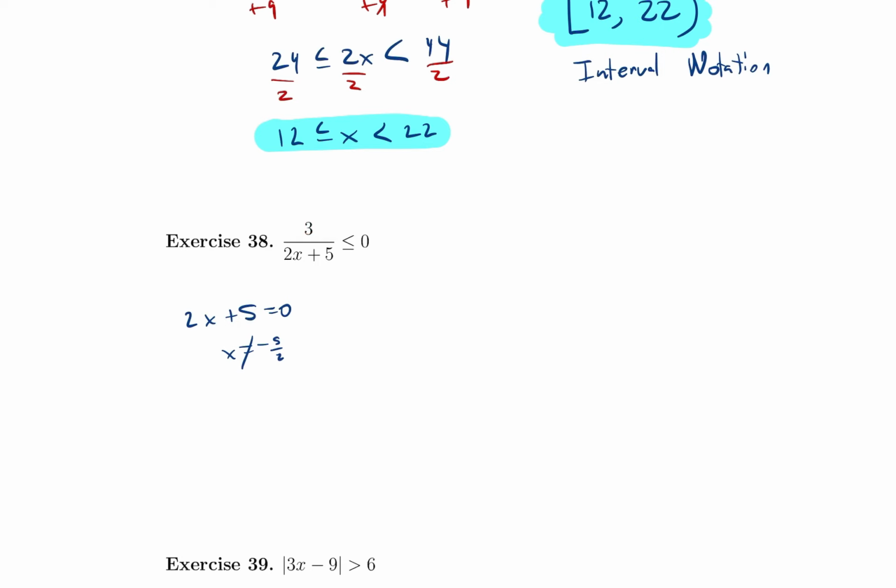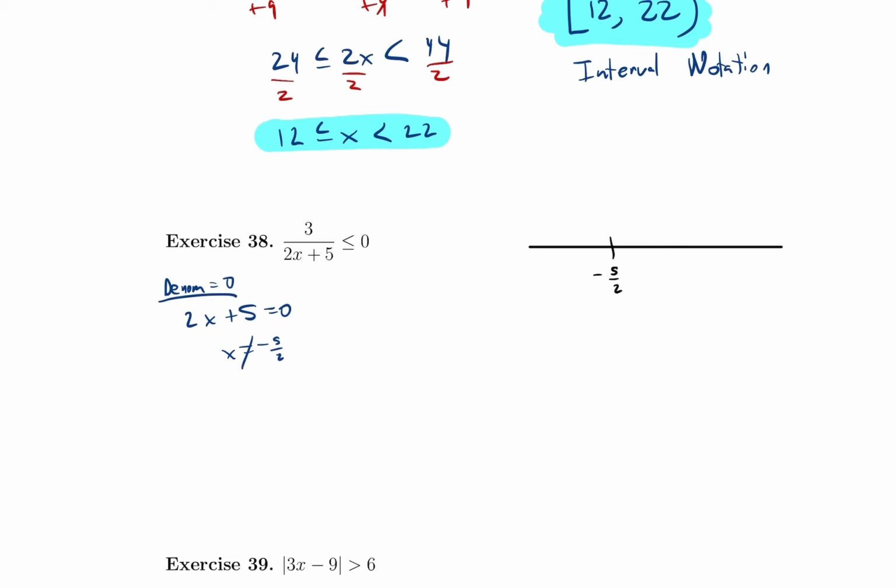The numerator, there's no zeros there because there's no variable. So you can't really set the numerator equal to 0. So this is how you would start off these problems. You set the denominator equal to 0, and then you solve. And that tells you what values are not included in the solution set. Then you want to draw a number line. And in this case, we only have one value to consider. That's negative 5 over 2.